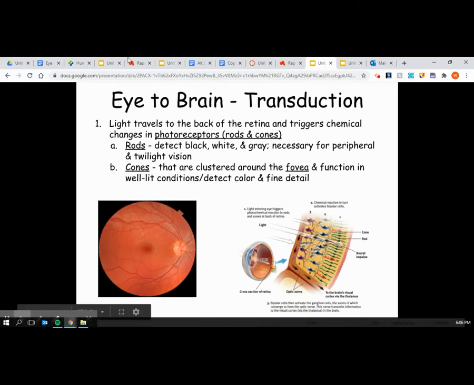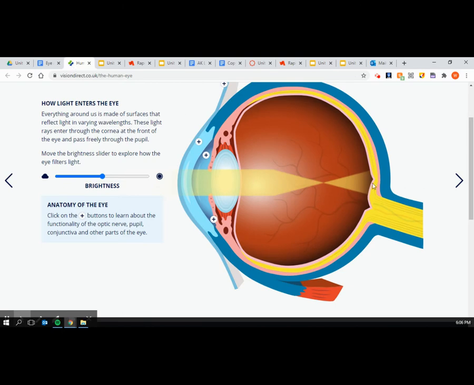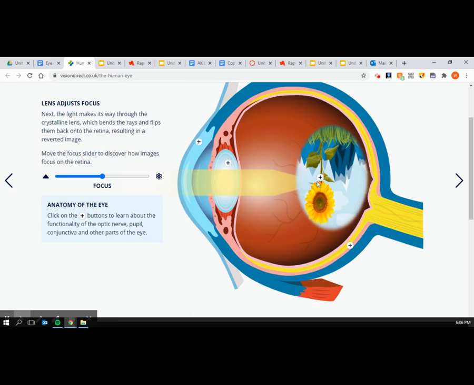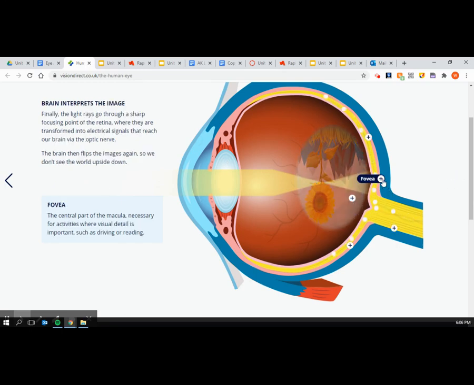So, cool. Here's the fovea right here. Light is projected through the vitreous humor, which is the liquid inside of the eyeball. It is projected here onto the fovea. So here's the fovea where most of our cones are. Here's the retina where most of our rods are.